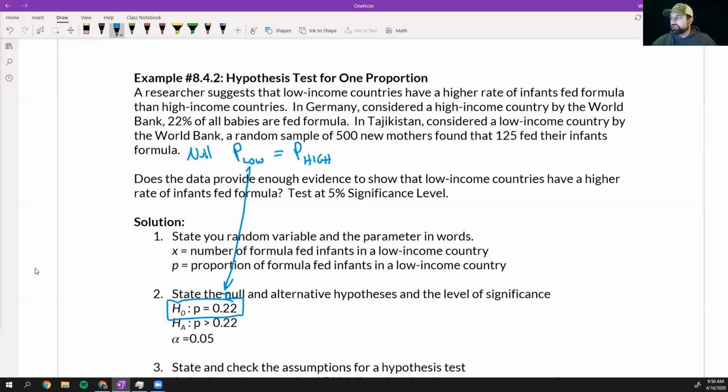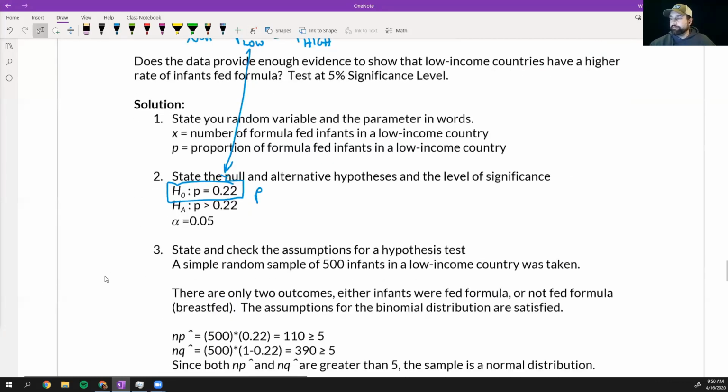The researcher believes that low-income countries have a higher rate of infants fed formula. So again, this means above. And so when you see this higher rate, you're thinking, okay, we're going to do something like this. We got to find this magic number, and we're going to find the area above that curve. Okay, so a couple things should be triggered in your head when you see this vocabulary. And so this is the population p-value, and our alternative hypothesis is that it's greater than, that it actually should be greater than that. And we're going to test at the 5% threshold.